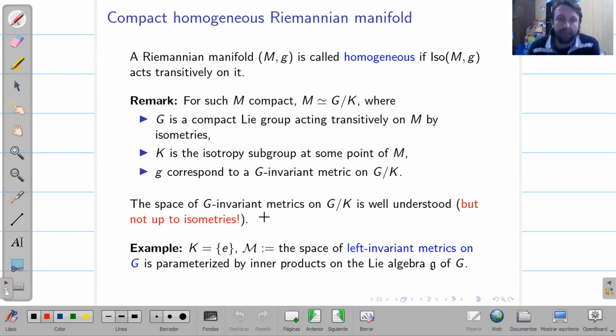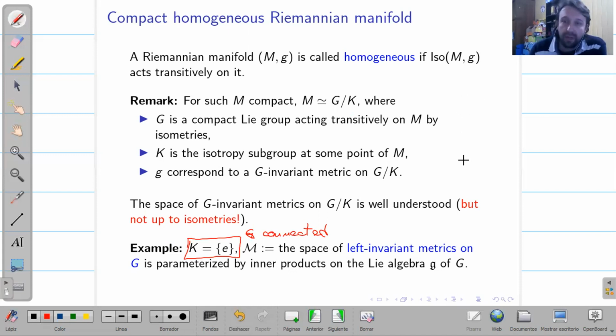And here we will introduce a very important particular case for this talk, and it's when K is trivial. Pick G, a compact connected Lie group. We assume G connected here. The space of G-invariant metrics coincides with the space of left-invariant metrics. And each of these metrics has an associated inner product on the Lie algebra g of G. What does that mean?